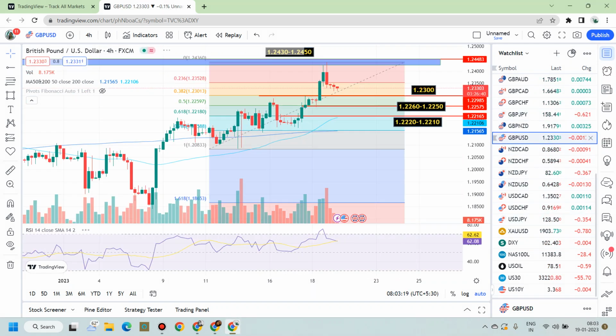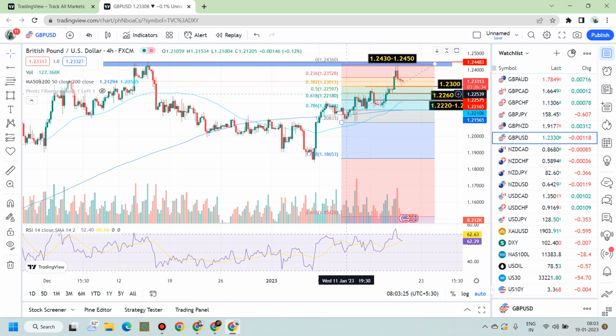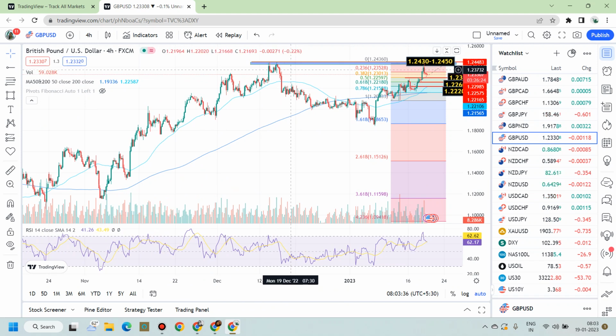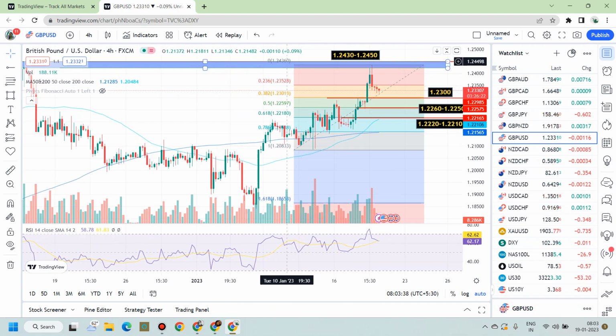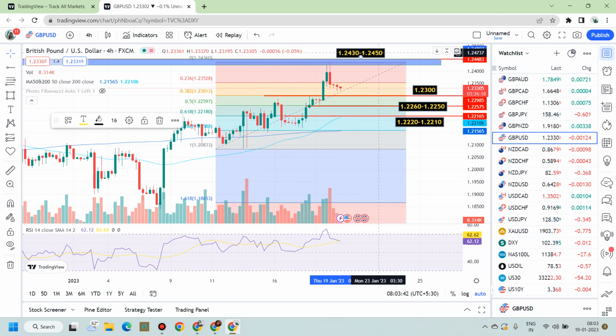Now, let's look at the chart of pound dollar. Yesterday, GBPUSD entered inside the resistance zone and reversed immediately. And the zone was 1.2430 to 1.2450. This was a very strong resistance zone and GBPUSD somehow could not break it. So 1.2430 to 1.2450 is still the resistance zone for us.